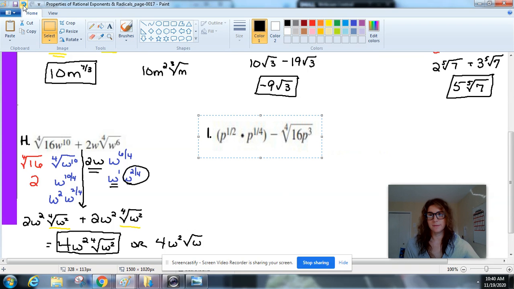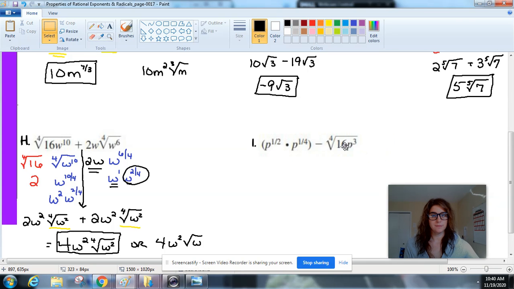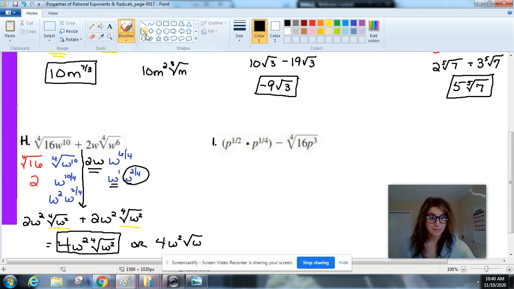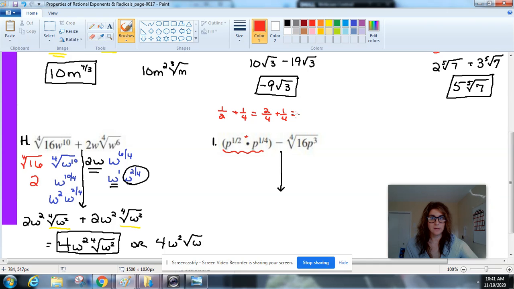All right, and our last question, I'm just going to pull that over. We got a lot happening here. I have rational exponents, and I got radicals. So we are going to start by combining and simplifying one side at a time, just like we did before. So these are both p's. I can add those exponents. So 1/2 plus 1/4. Well, 1/2 I can change to 2/4 plus 1/4 is 3/4. Okay, so this becomes p to the 3/4. Can't reduce that. There's no mixed number there. So that side is all done.